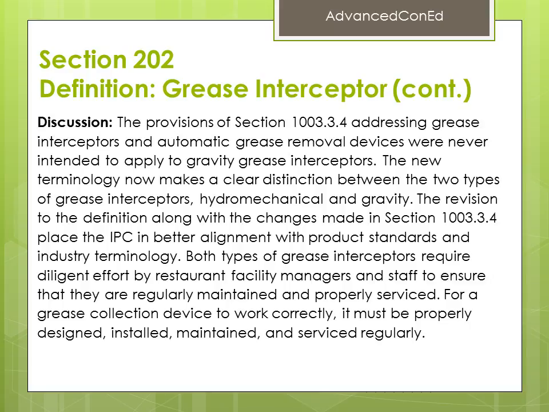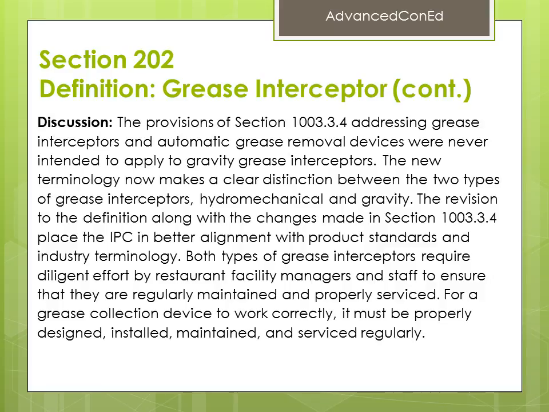Section 202. Definition: Grease interceptor. Continued. Discussion. The provisions of Section 1003.3.4 addressing grease interceptors and automatic grease removal devices were never intended to apply to gravity grease interceptors. The new terminology now makes a clear distinction between the two types of grease interceptors, hydromechanical and gravity.